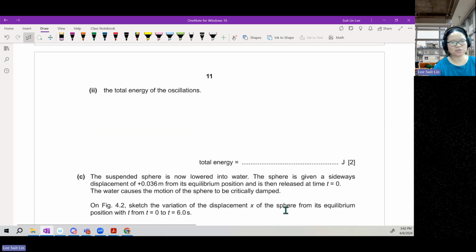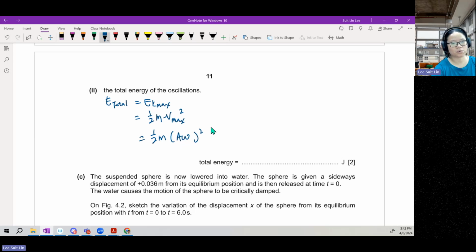Okay, carry on. Total energy of oscillation. Easy, clap. Because I can say that the total energy is also equal to the maximum kinetic energy. And the maximum kinetic energy is half m maximum velocity squared. So this will be half m bracket A omega squared.